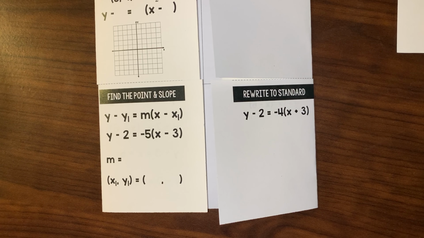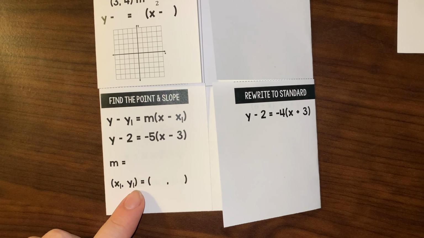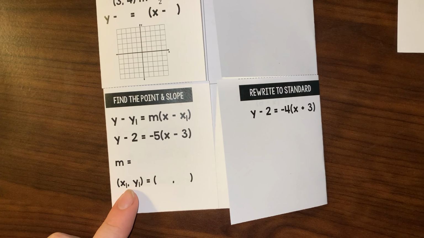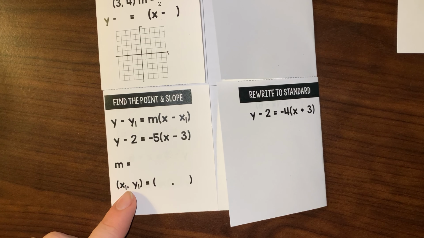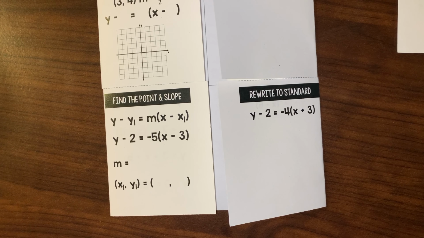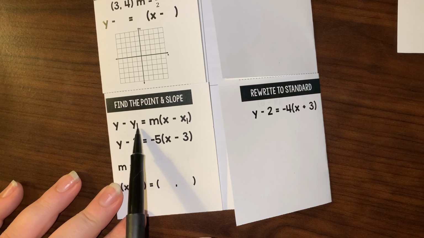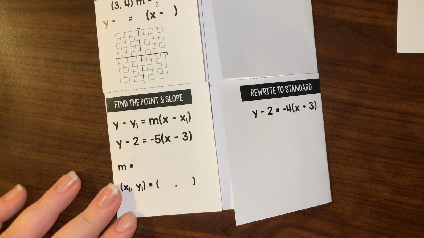All right, so this first video, we're going to go a little bit out of order, and we're actually going to start with this bottom left tab, because on this tab, you're actually given the formula in point slope form. So the original formula is this right here, y minus y1 equals m parentheses x minus x1.